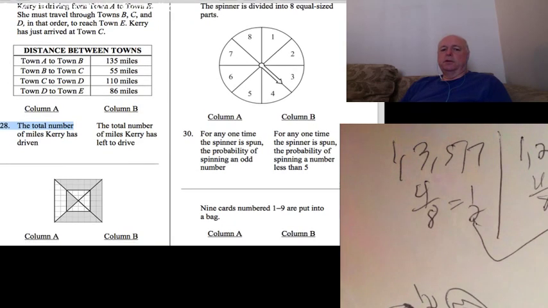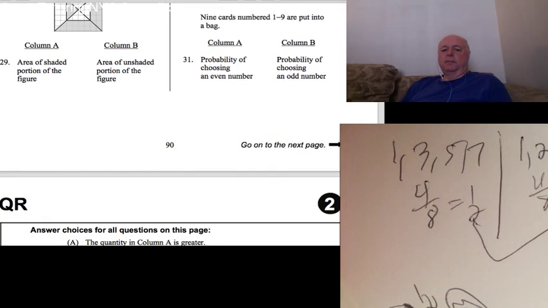All right, so let's go to 31. Let me make sure it's showing on your guys' screen. Yeah, I think it is.